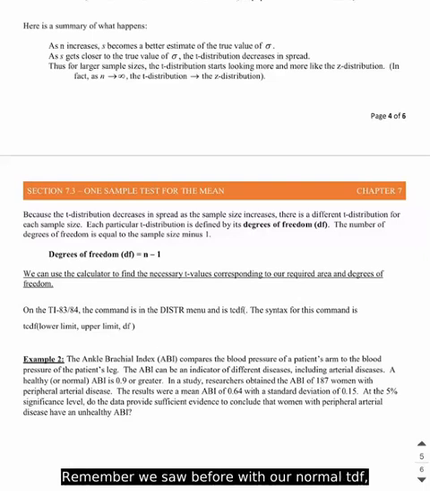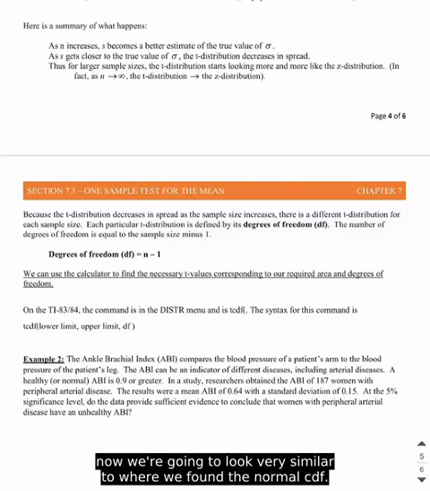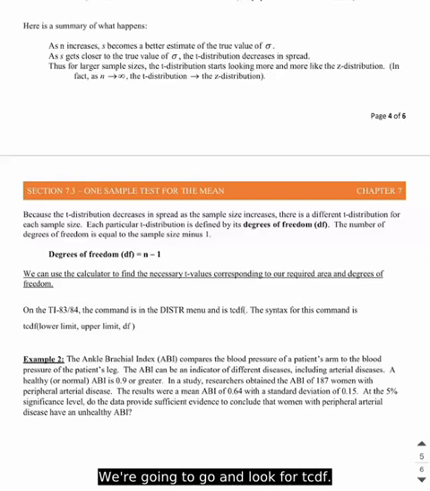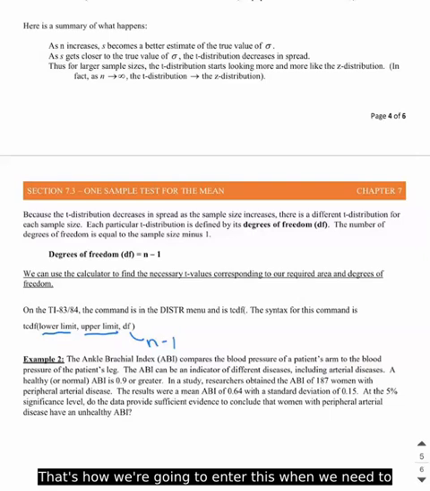Remember we saw before with our normal CDF. Now we're going to look very similar to where we found the normal CDF, but we're going to look for TCDF, the t distribution. The way we enter it is the lower limit, the upper limit, and now our degrees of freedom, which is n-1. That's how we enter this when we need to find a probability from a t distribution, or basically a p-value. This will give you the p-value.